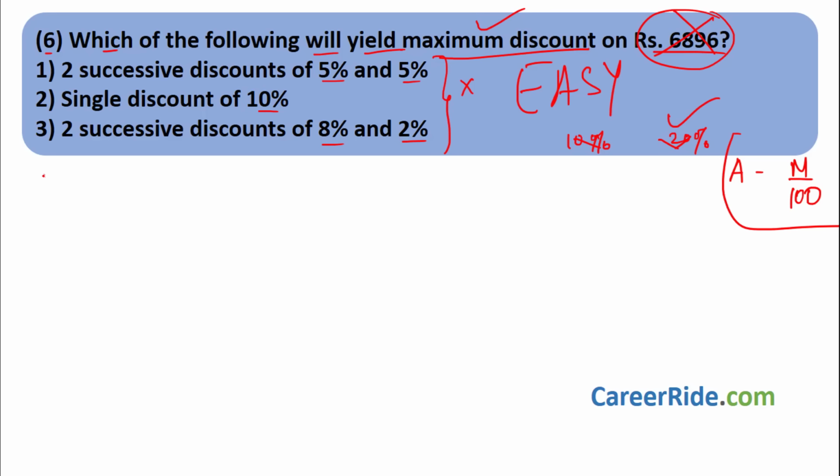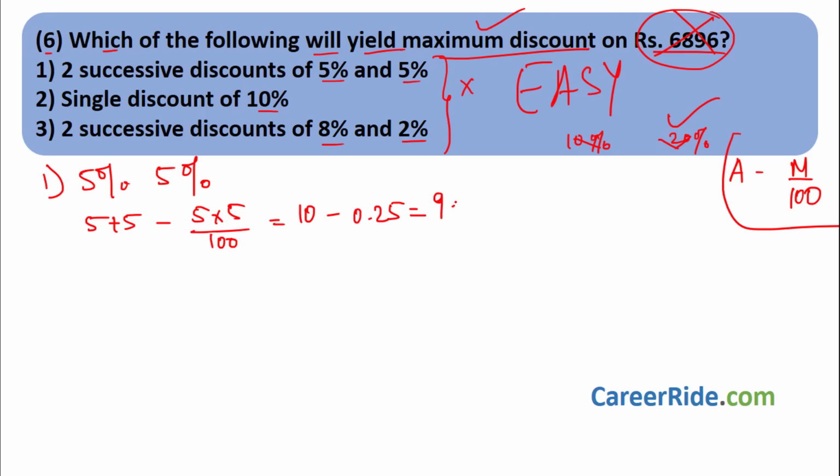Let's see the first option. What is the first option? Two successive discounts of 5% and 5%. So what is the single equivalent of this? Add minus multiply divided by 100. That would be 10 minus 25 upon 100 is 1 by 4, that is 0.25, that is 9.75%. Second one is very easy, it is given single discount of 10%, so it is 10% only.